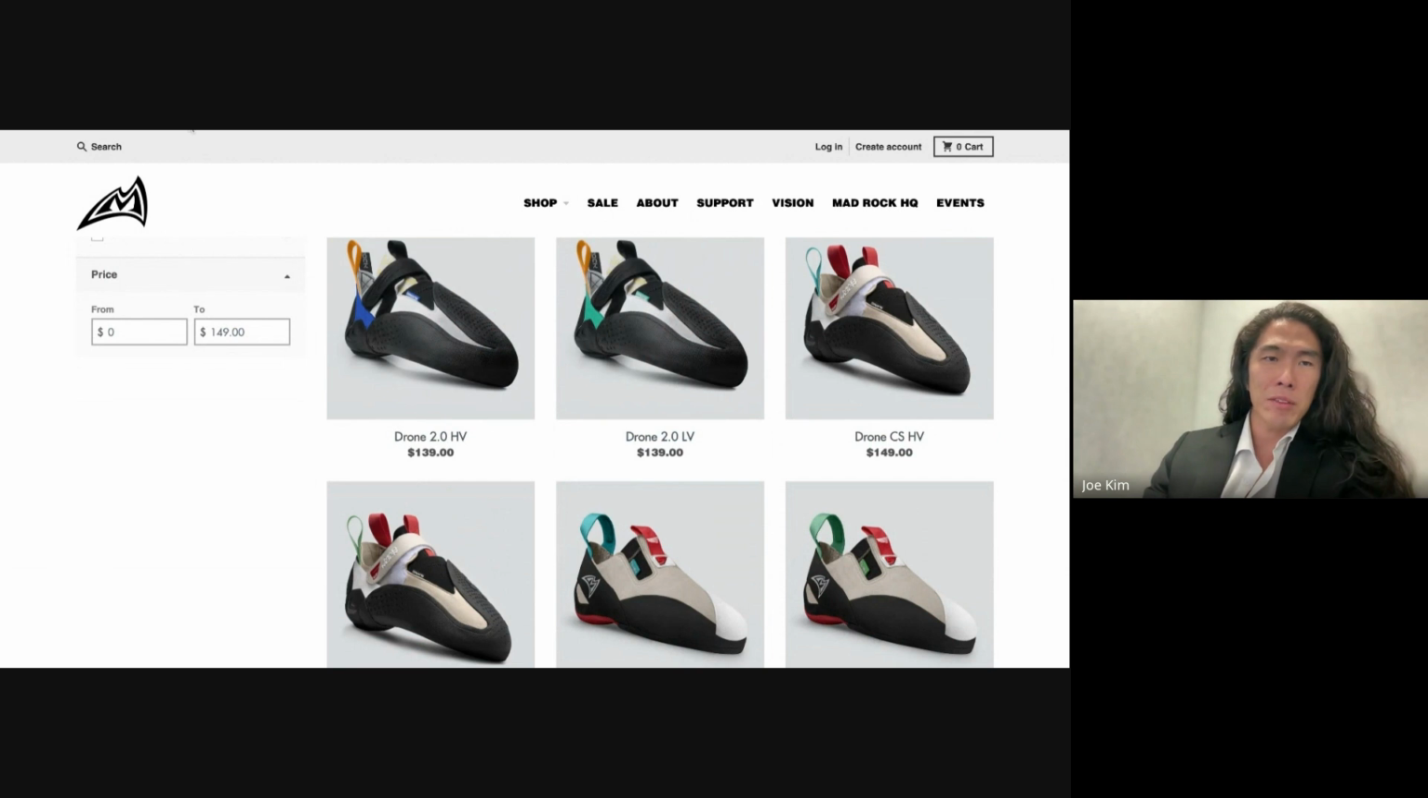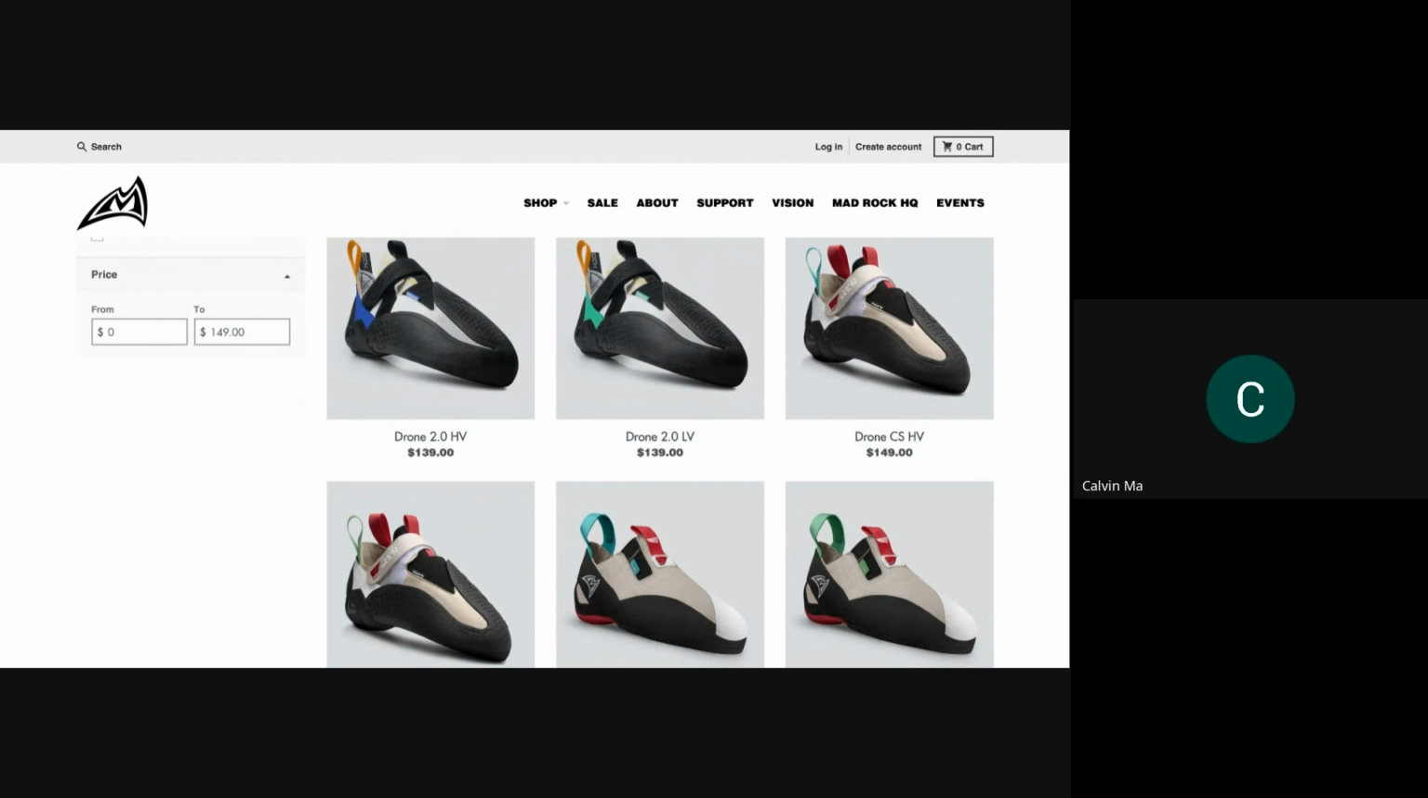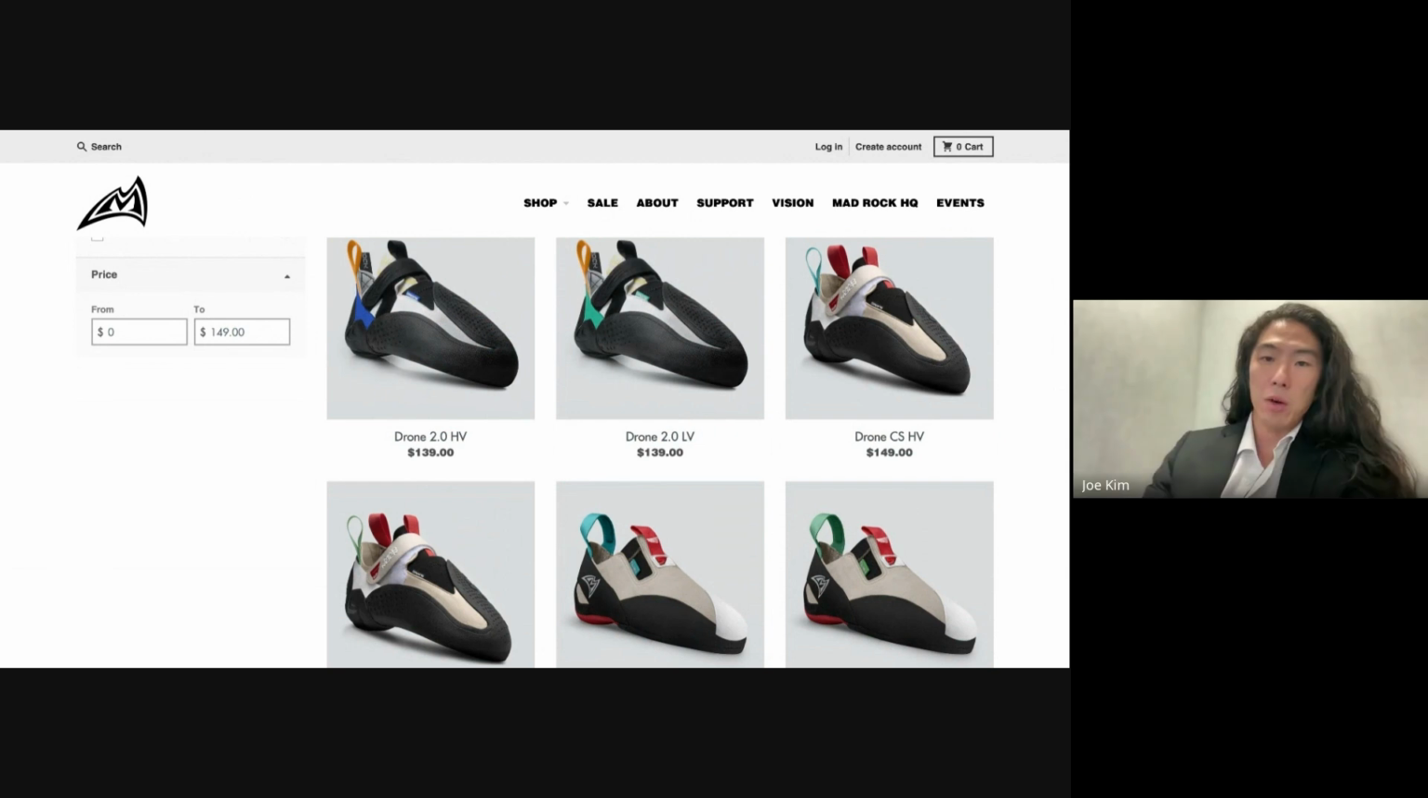So, Calvin, do you have any thoughts on who the potential customer could be? Yeah, I feel like Madrock is a little bit more steered towards the gym climbers. The price point's a little bit lower. It's a lower barrier of entry because their top-of-the-line products are like $150, and a lot of other shoe brands go up to $200 plus. Oh, wow. Okay. So with that, we're sort of targeting the value-oriented gym climber.